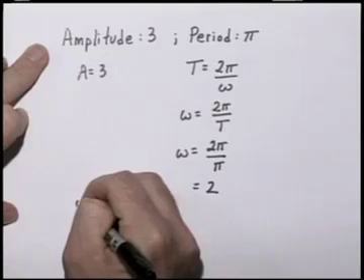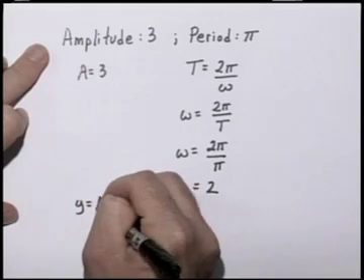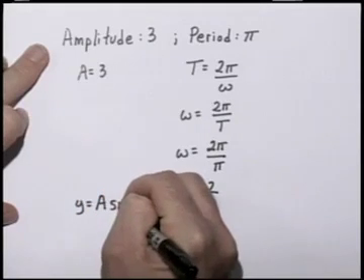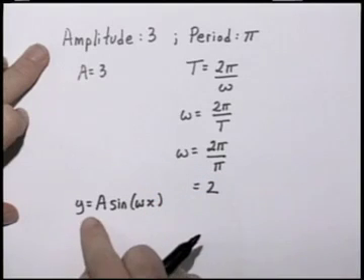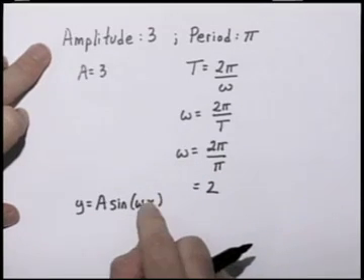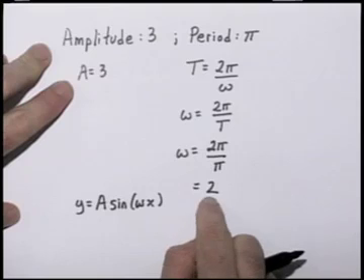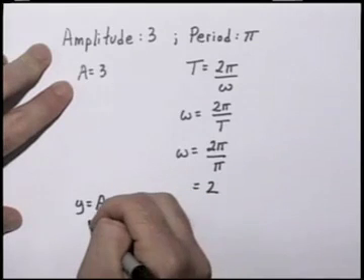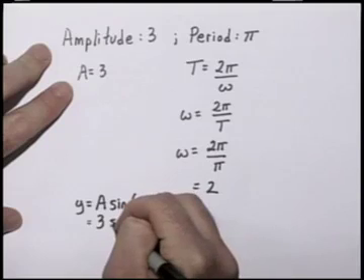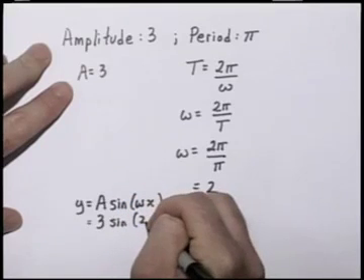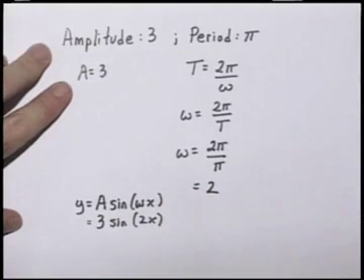The form of a sinusoidal function is y equals a sine omega x. Of course, I could also use y equals a cosine omega x. Substitute a equals 3, omega is 2 into this expression, and we get that y equals 3 sine 2x.